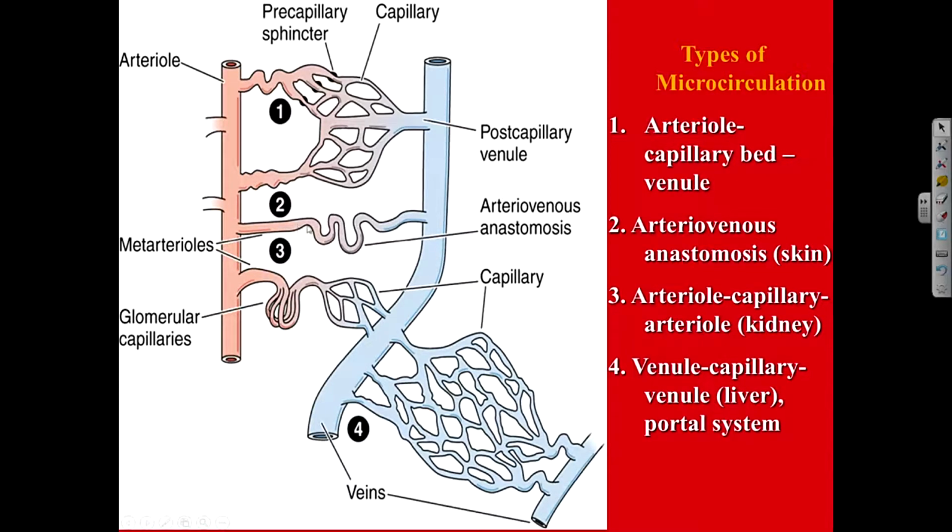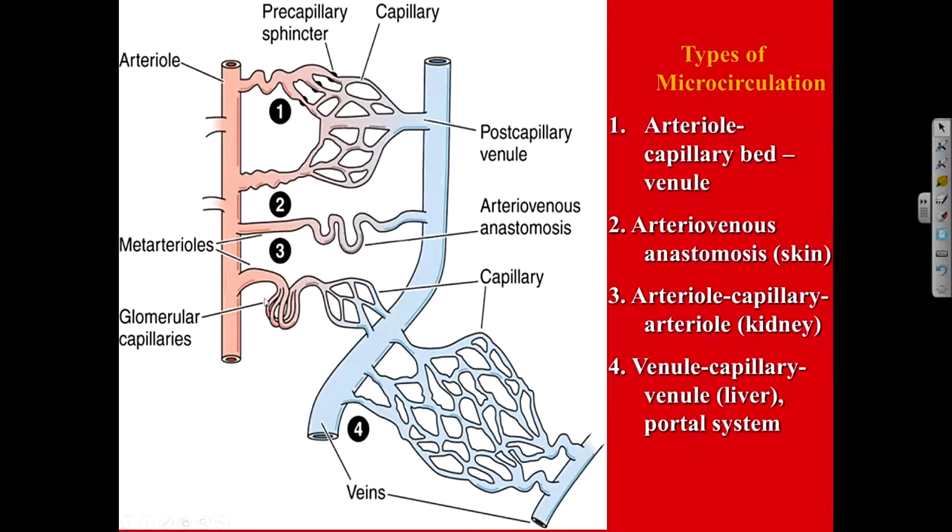And we call this an arteriovenous anastomosis. We see these in the skin, which we're going to look at in the next subject in an hour or more. AV shunts, arteriovenous anastomoses, go directly from the arteriole straight to the venous system to short circuit circulation. Sometimes we have blood flowing from an arteriole through a capillary bed back into an arteriole.